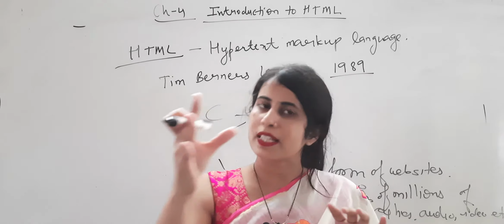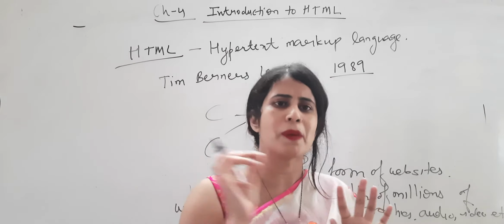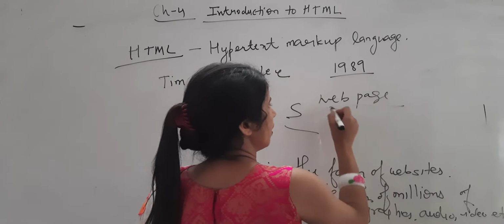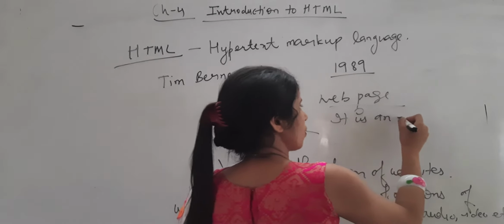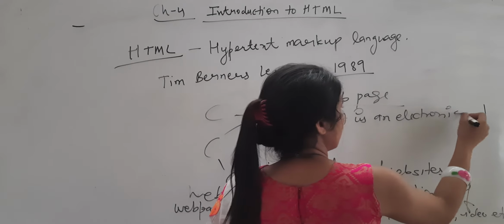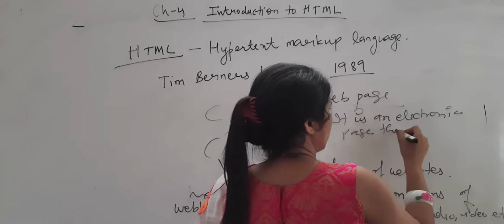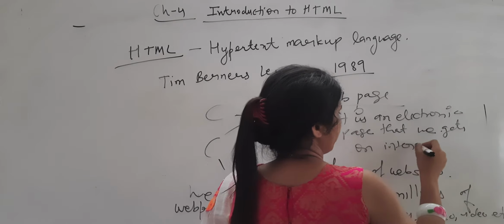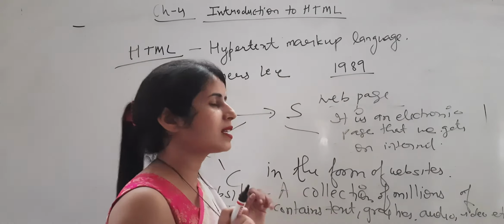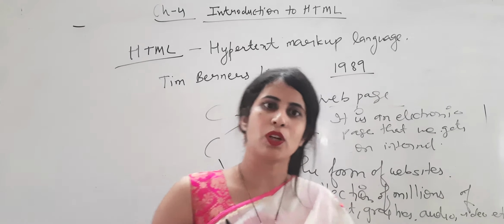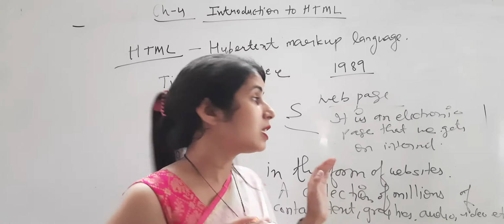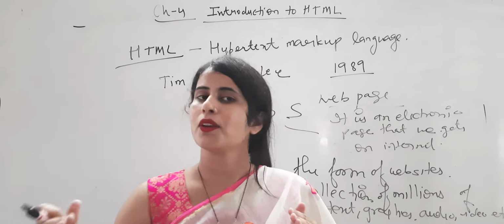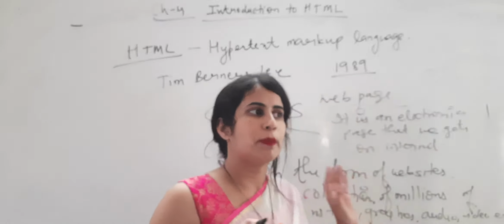On a web page we see the information. What is a web page? A web page is an electronic page that we get on the internet. Why is it known as an electronic page? It is known as an electronic page because we are able to see these pages with the help of the internet. A web page is slightly different from a normal page. So I am repeating all the things.